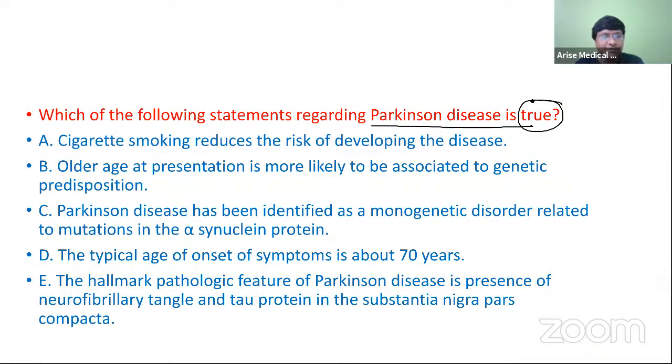E: The hallmark pathological feature of Parkinsonism is the presence of neurofibrillary tangles and tau proteins in the substantia nigra compacta. So the question is, which of the following statements regarding Parkinsonism is a true statement? So who will be the first person to answer which is the true statement?